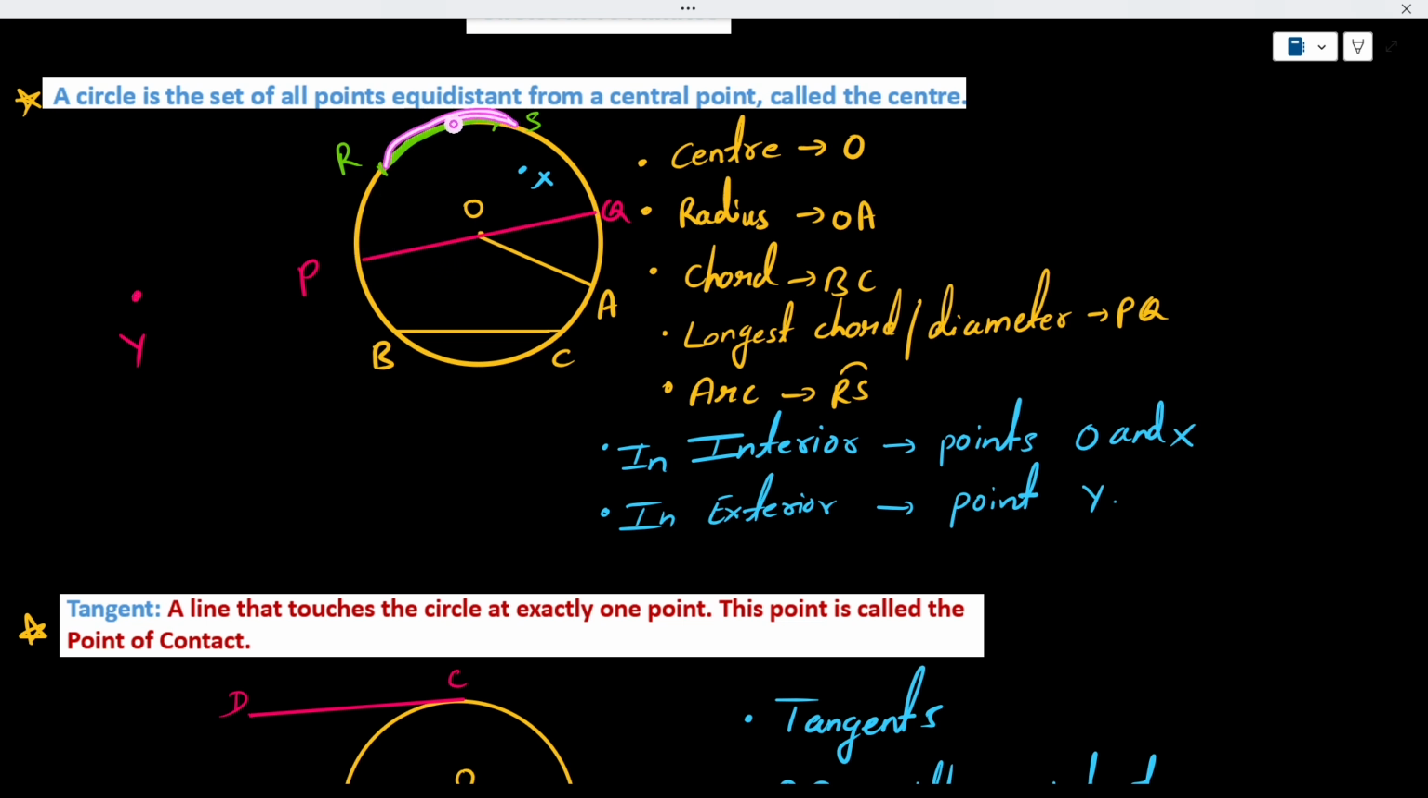And if I take here RS, this is called the minor arc. If I consider the larger side, the piece of a circle, that's called the major arc.